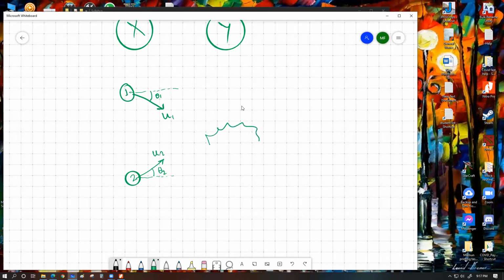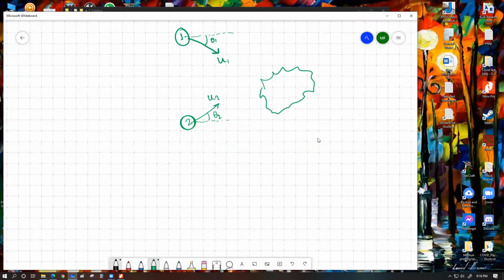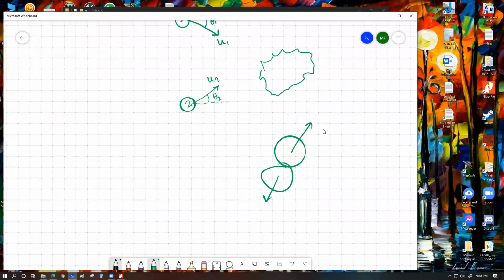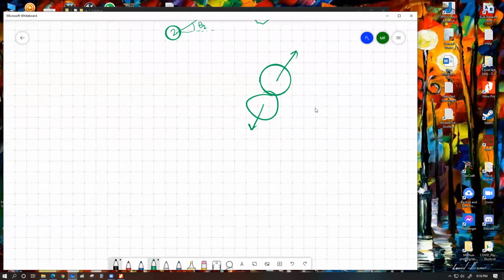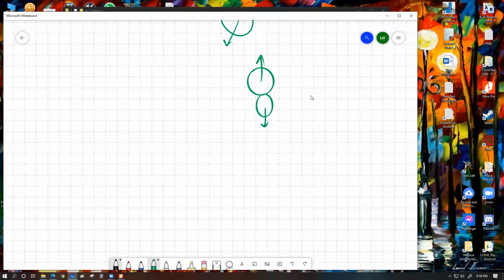I'm not going to draw the collision process, because it is possible the two objects might collide like this, but the forces might be this way. The two objects might collide exactly vertically, but the forces might be horizontal. The two objects might collide the other way, or like this as well, but the forces are going to be this way.